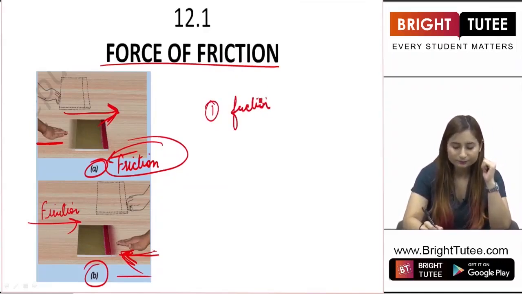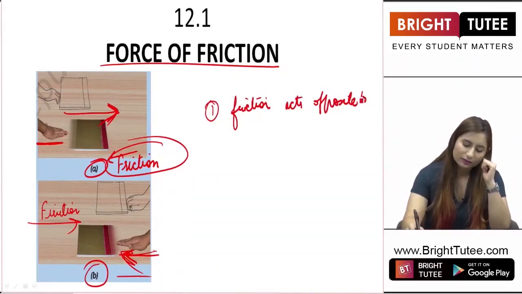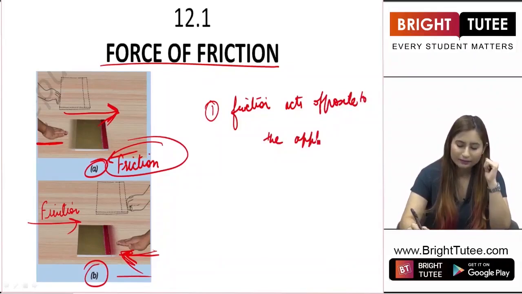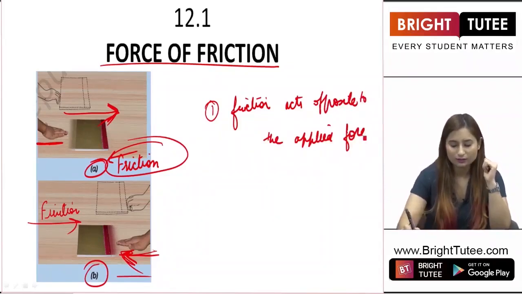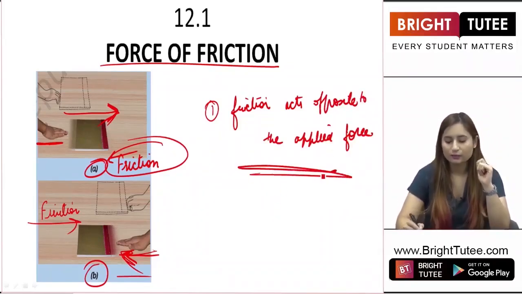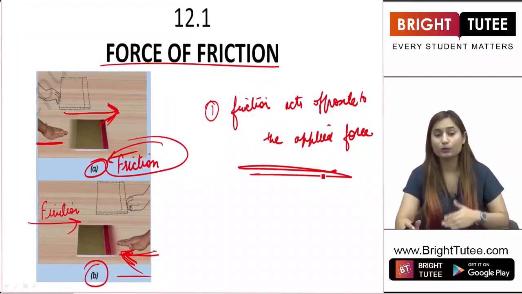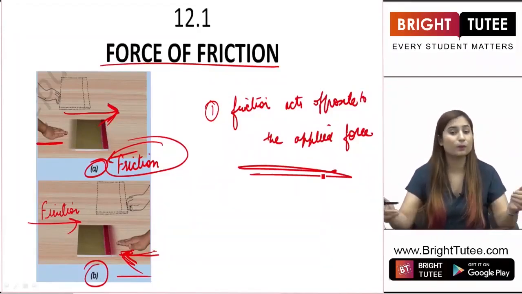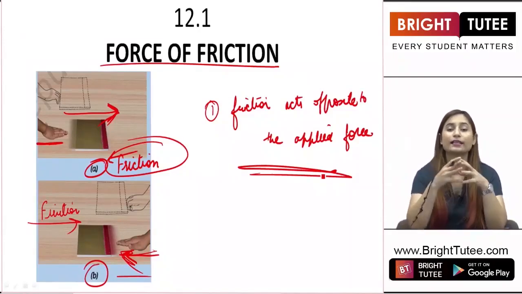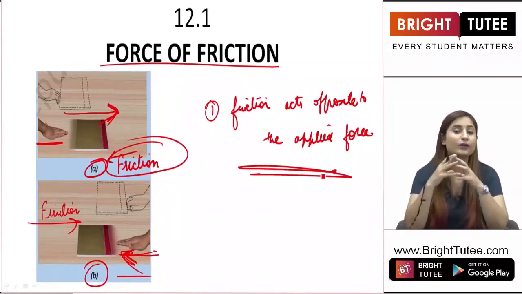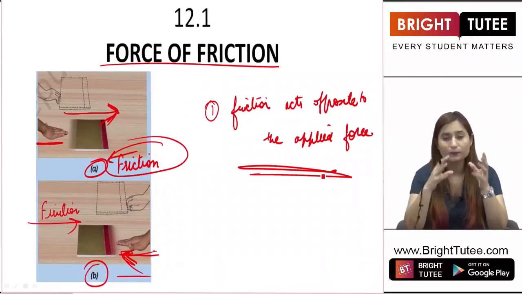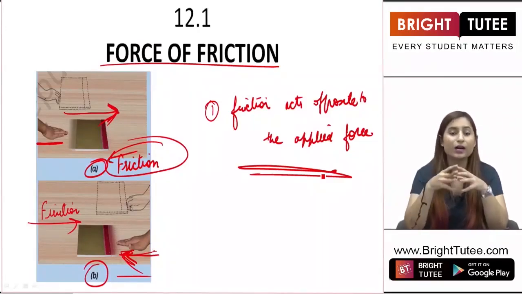That friction acts opposite to the applied force, right? This is one point that we note from this activity, that friction always acts in the opposite direction. In both the cases, the book was being thrown in different directions, in opposite directions. The friction was acting on both of them equally, because friction is always acting in the opposite direction, and it stops the motion. We'll understand how it stops the motion.